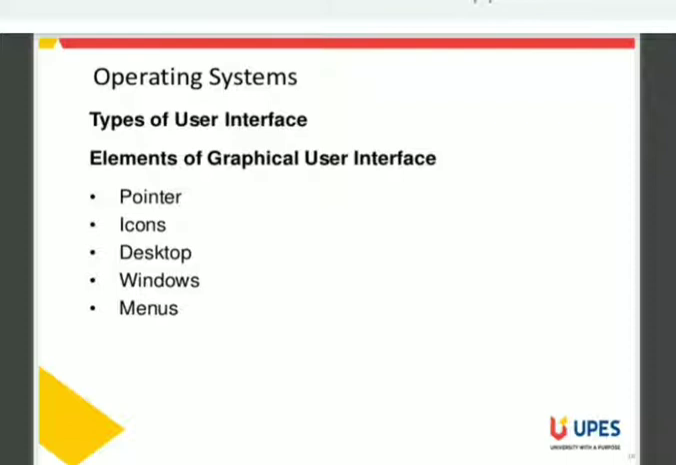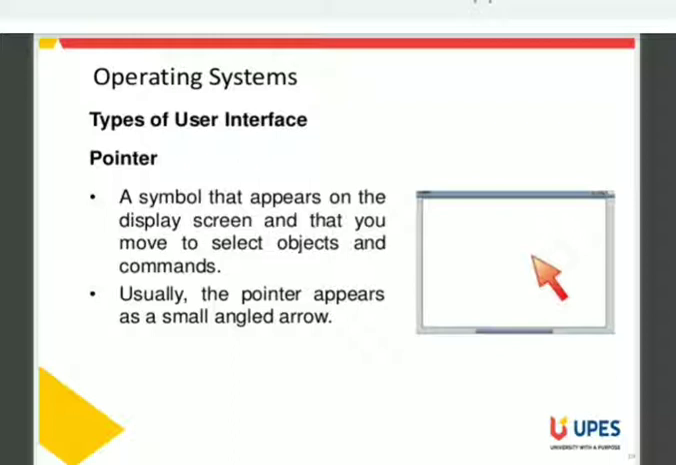The elements of graphical user interfaces are pointer, icons, desktop, windows, and menus. First one is pointer. We are all using it on the computer. A pointer is a symbol that appears on the display screen and that you can move to select an object or commands. Usually the pointer appears as a small angled arrow.